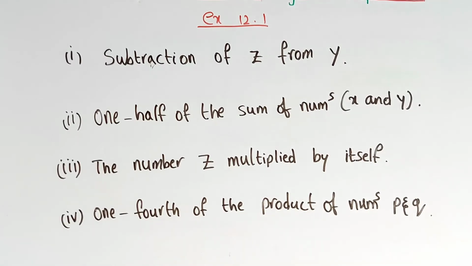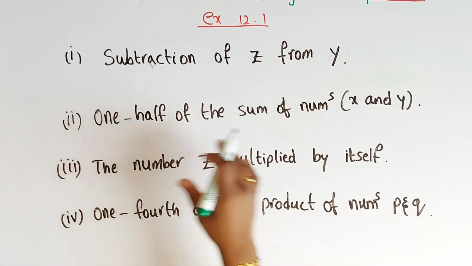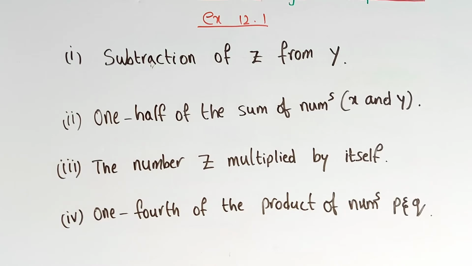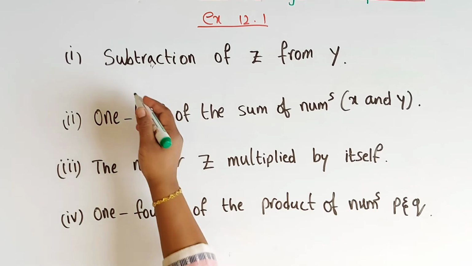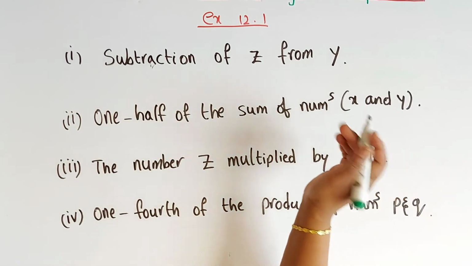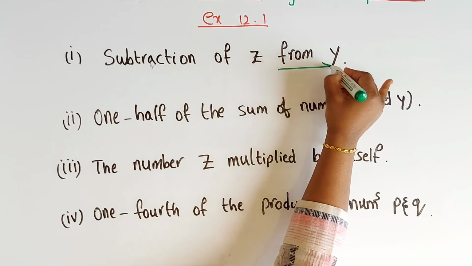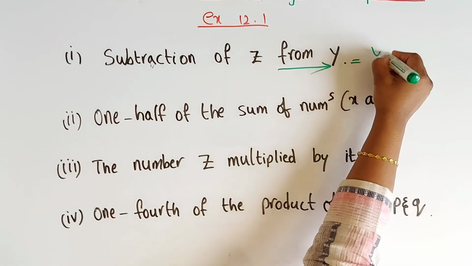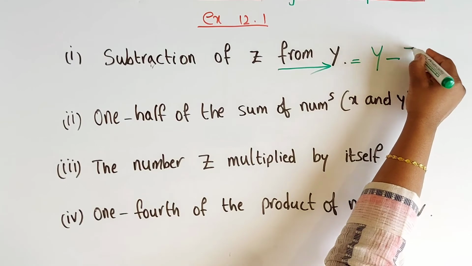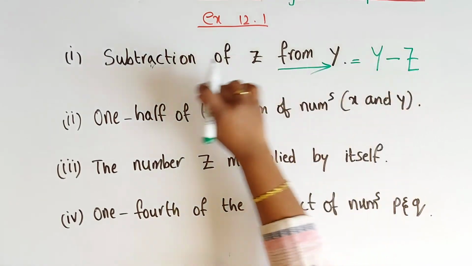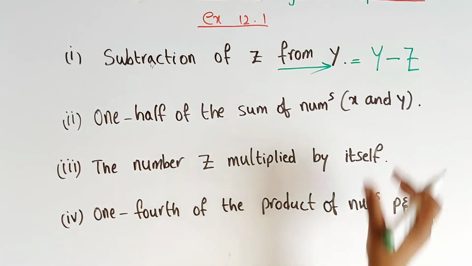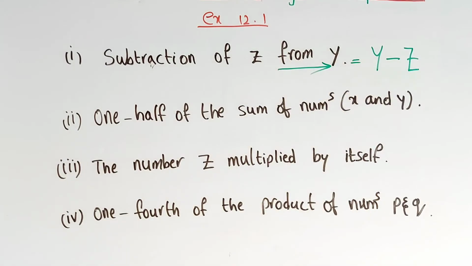Let's start exercise 12.1 children. Get the algebraic expressions in the following cases using variable constants and arithmetic operations. First one, subtraction of z from y. Can I write z minus y? No, because they have given from y. That means we have to write y first, then subtraction symbol, it is minus z. y minus z is the answer.